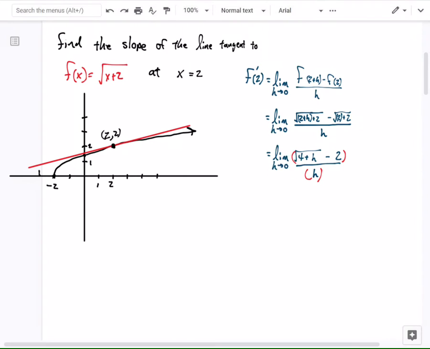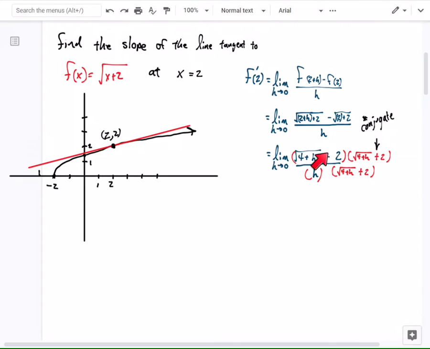Squaring top and bottom isn't going to help, besides the fact that if you square a fraction, it's no longer equal to itself. It's now a squared version of itself. So that's not going to work, but what I can do is multiply the top and bottom by the same number. In this case, I choose the square root of 4 plus h plus 2, to be multiplied by the square root of 4 plus h minus 2. This is what we know in math as conjugates.